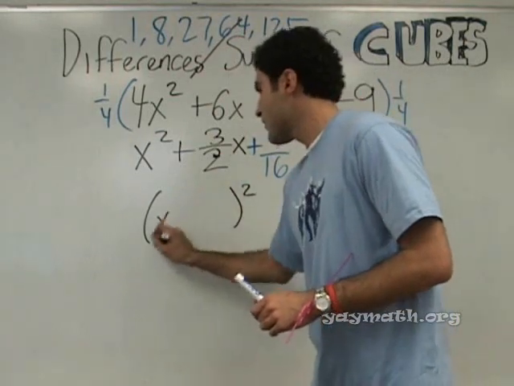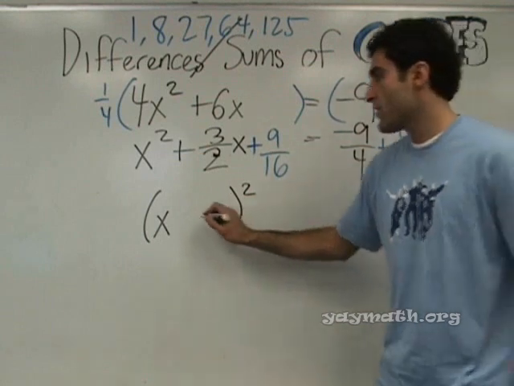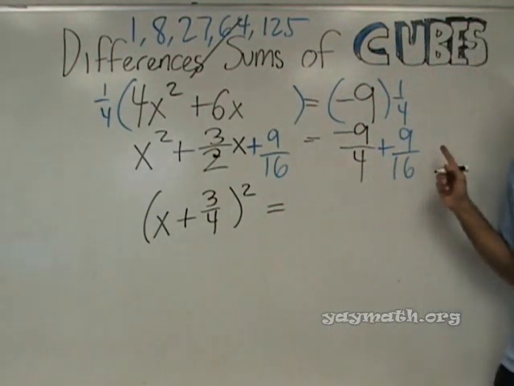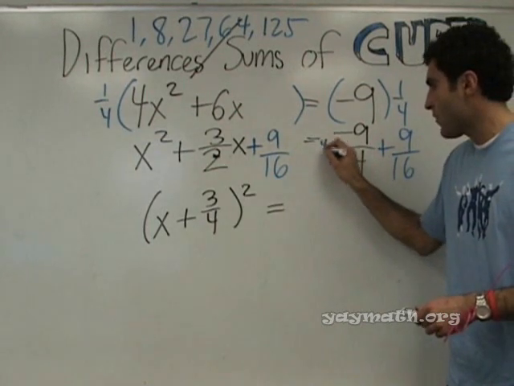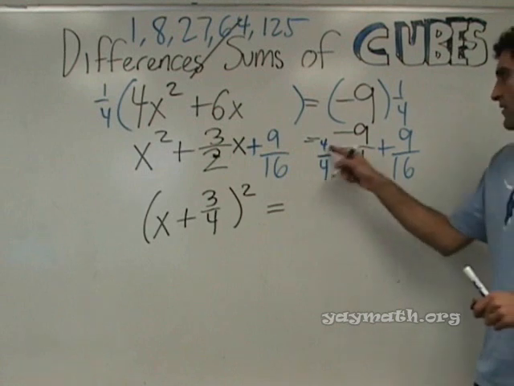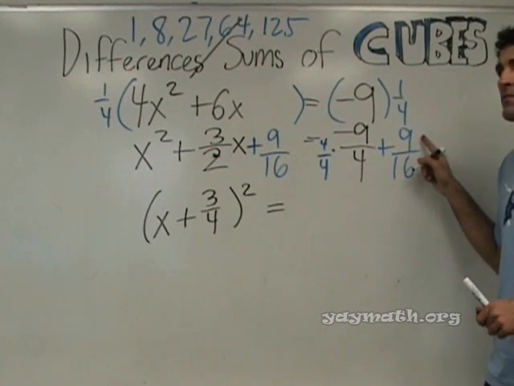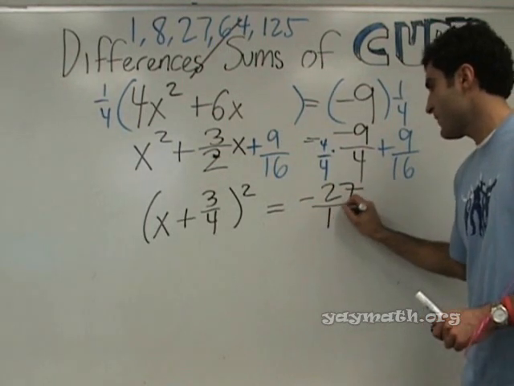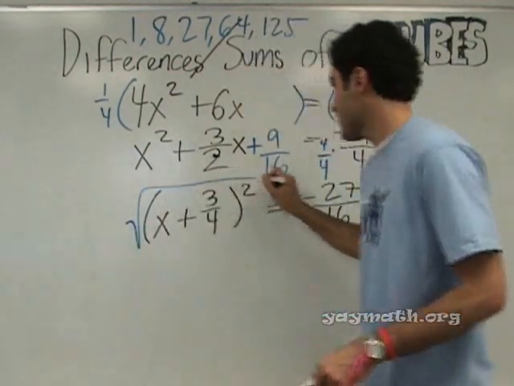Remember the rule. What goes in here is half of b. And what did we say half of b was? 3/4 goes in here. And now we need a common denominator. 16. So this multiplies by 4 and 4, top and bottom. So negative 36 over 16, plus 9 is negative 27. Good job. Negative 27 over 16. Yeah, this one turned into a beast. We're almost done though. Square root both sides.